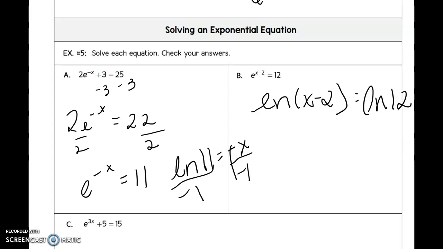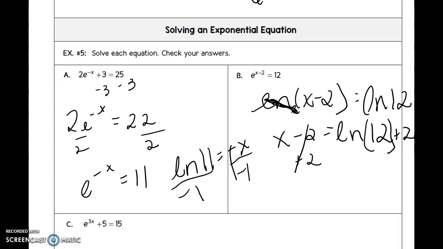So now we have ln, I forgot my e. ln e, there we go, to the power of x minus 2 equals ln of 12. These cancel, and you're left with x minus 2 equaling ln of 12. Add 2, add 2. So ln of 12, and then plus 2. Do not combine. This is in parentheses. ln of 12 plus 2. Because you're not going to get the same answer if you do ln of 12 plus 2, which would be 14. No, do not do that. So that's very important.